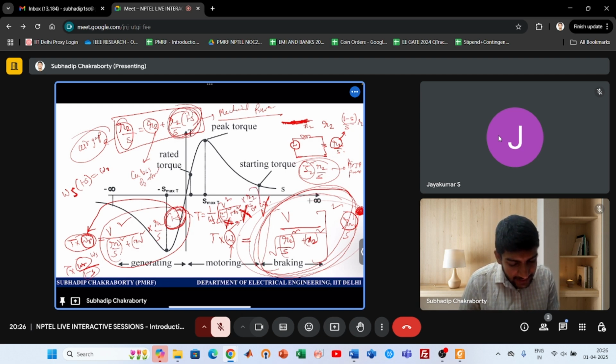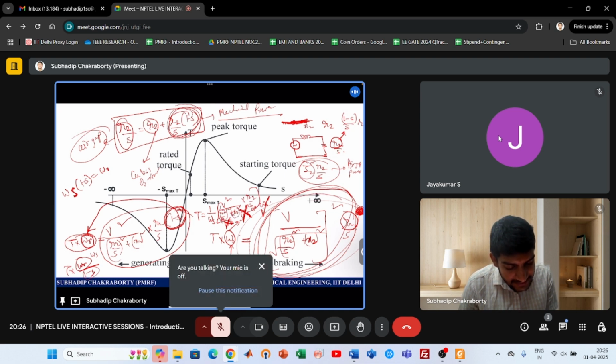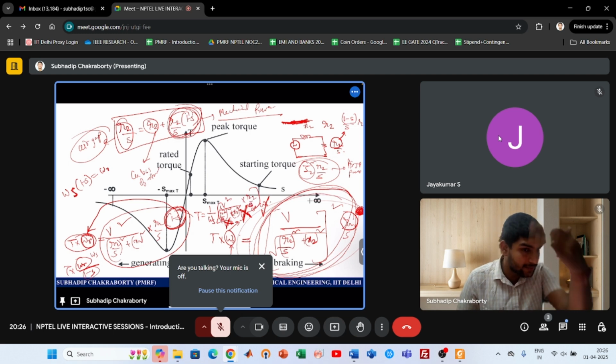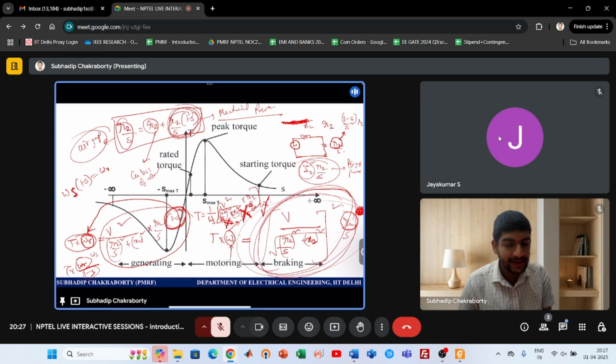Or they also write like R2 square plus SX2 whole square, and then they take the S here, and then S square and R2 by S cancel. So S V square into R2 by R2 square plus S X2 whole square. Many forms are there. And now if you use Desmos, a graph plotter, you get a function of some form like X by 1 plus X square. You just plot X by 1 plus X square with respect to X. You will get a graph like this, right?